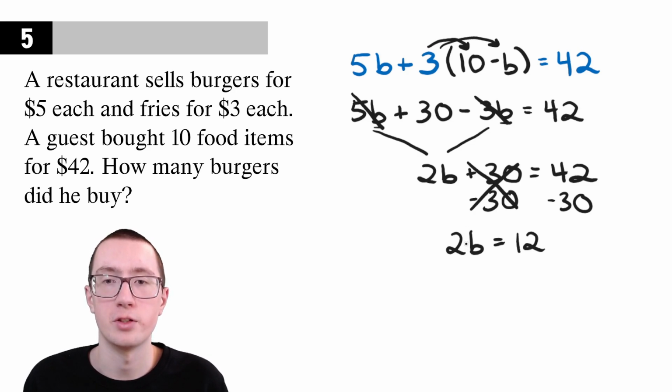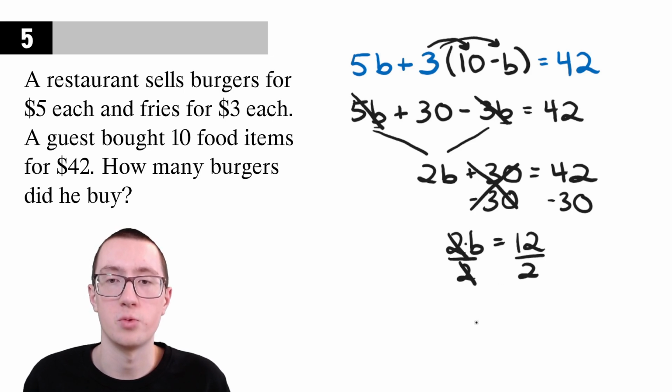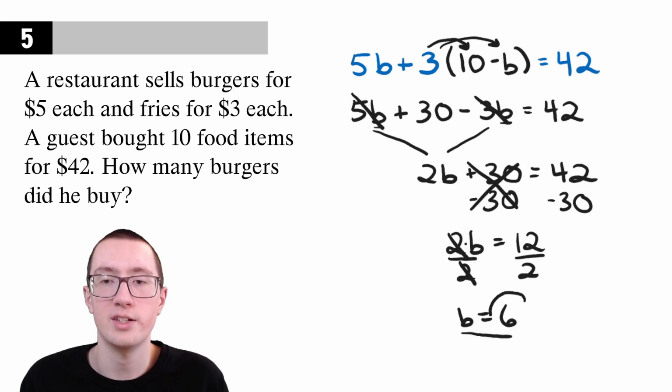And now all we have left is multiplication because we don't have a sign. The opposite of multiplication is division, so we're going to divide both sides by 2. The 2's cancel, and we just have b on this side equals 12 divided by 2, which is 6. So b is equal to 6. So this is our final answer. Our guest at this restaurant has bought 6 burgers.